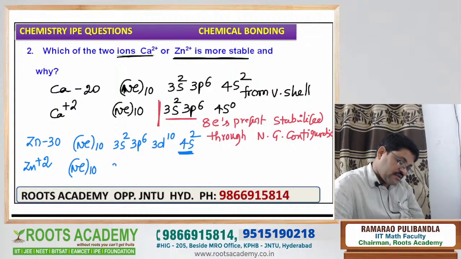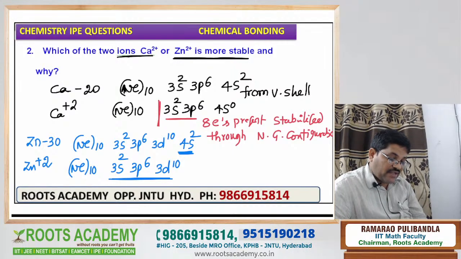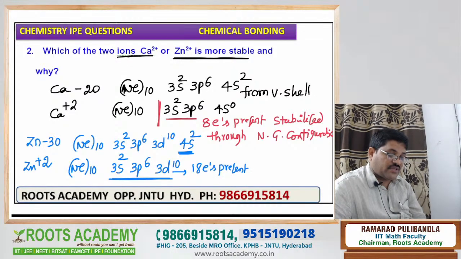Neon 10, 3s2, 3p6, 3d10. Now you tell me, in the valency shell, how many electrons are there? In Zn plus 2, the valency shell has 18 electrons present. 18 electrons is not a noble gas configuration. 18 electrons is called pseudo-noble gas configuration.